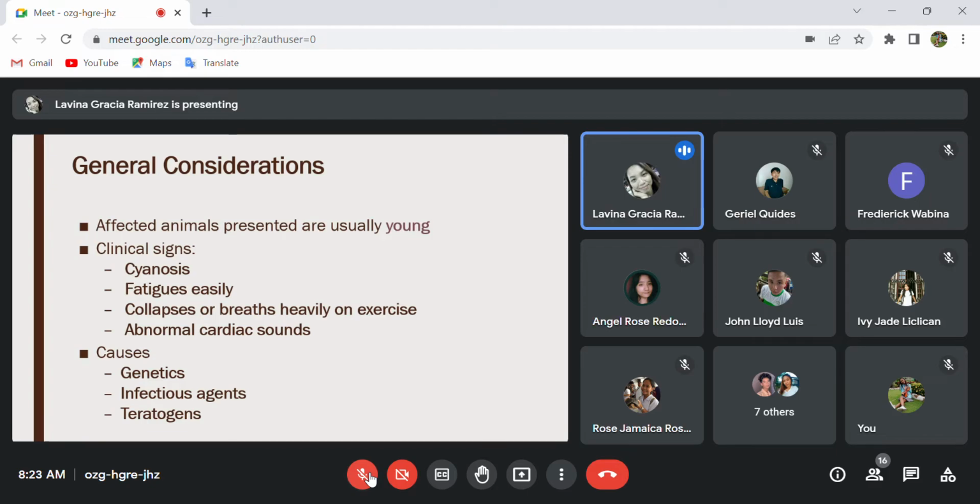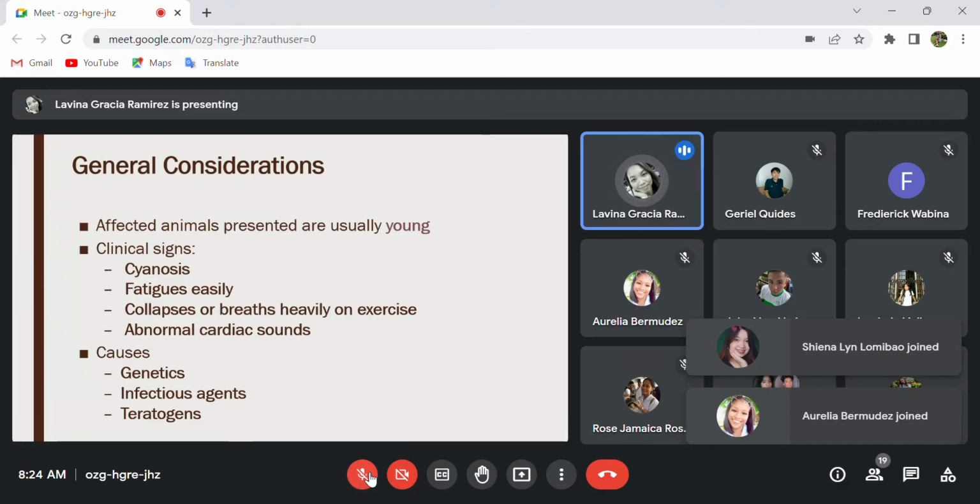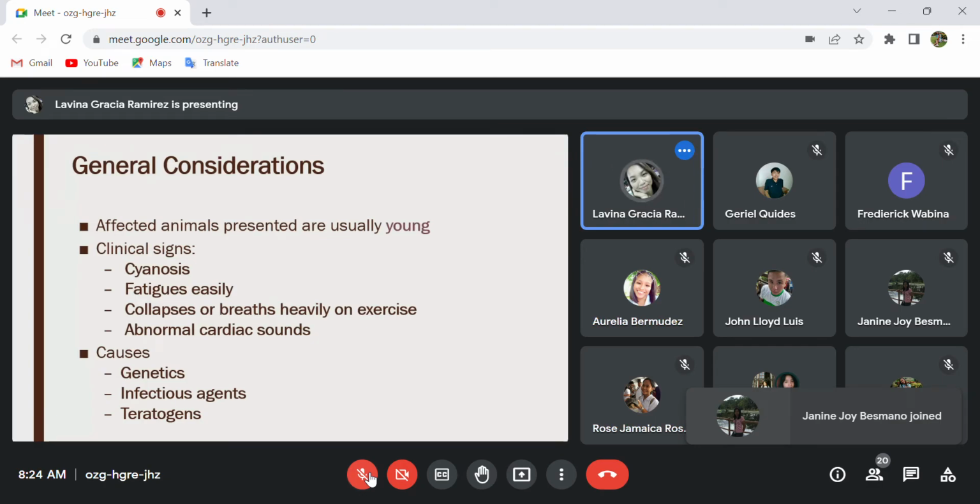Okay, cyanosis, this is the bluing, the bluish discoloration that you can observe in a young animal. This cyanosis is an effect of under-oxygenation, or reduced oxygenation. The particular areas that can show cyanosis are the distal portions, and it can be assessed through the mucous membranes. Kasi the mucous membranes are very vascular, in which yung mga peripheral blood vessels can be seen. So these are the first to be affected. Okay, fatigue easily because of the under-oxygenation.